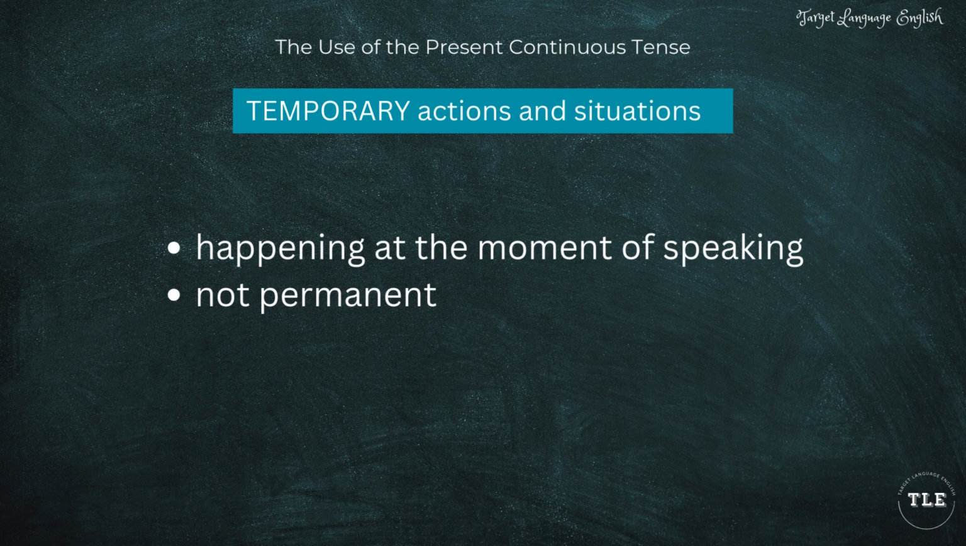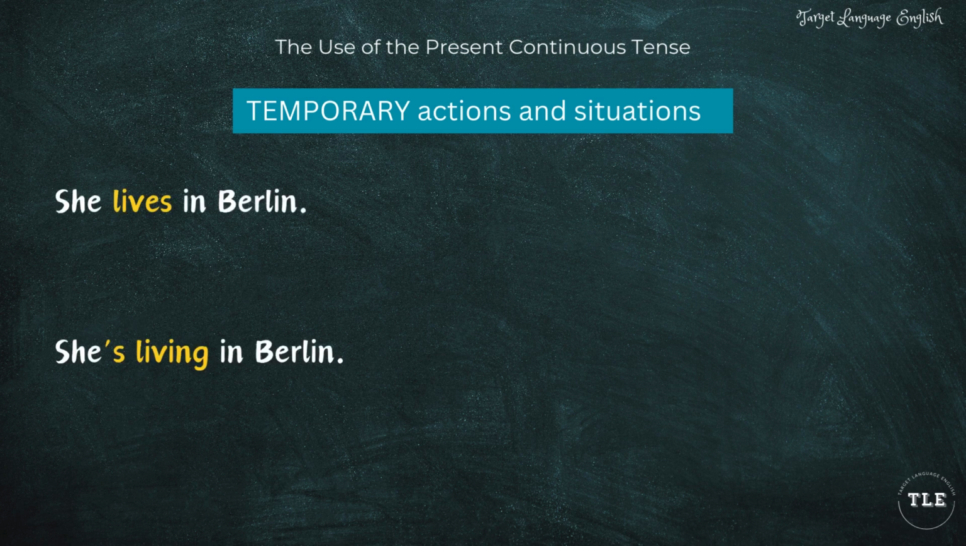The present continuous describes actions and situations which are temporary. The action is in progress at the moment of speaking and is happening over a period of time. But it's not permanent. It won't last forever. It is temporary. Compare these two examples. She lives in Berlin. She's living in Berlin.